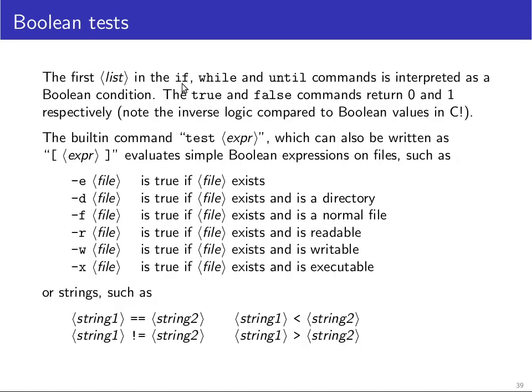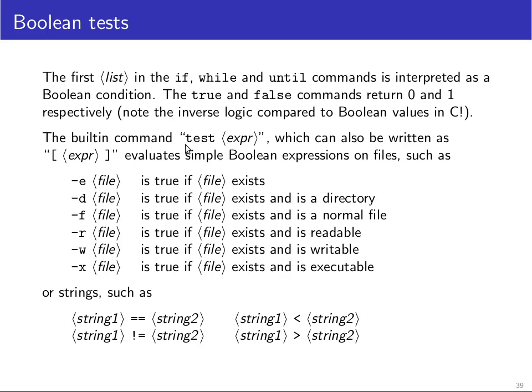I mentioned already that the first list in the if, while, and until commands is interpreted as a Boolean condition using the reverse logic used in the shell. So true is if the command returns 0 and false is if the command returns 1. And there exists a built-in command test that allows you to perform a number of tests, for example, whether a file exists or whether a path name is a directory or whether a file is readable, writable, executable, whether two strings are identical, not identical, or are relative to each other in some sorting order.